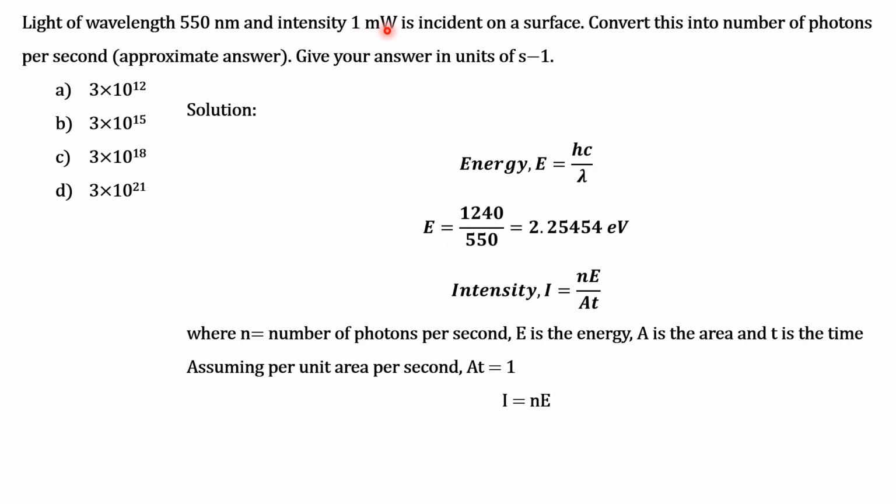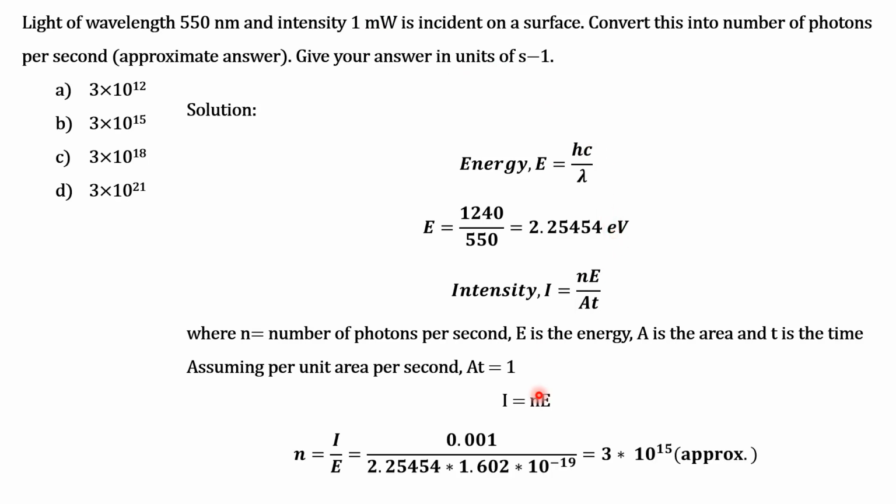Now we have to know that both watt and electron volt are different units, right? Watt is with respect to joule. So we have to convert this electron volt also into joules. So when you convert, we have 0.001 by 2.25454, and we are converting it into joules by multiplying with 1.602 into 10 power minus 19. So approximately we will get the answer as 3 into 10 power 15. So is it clear to all of you?